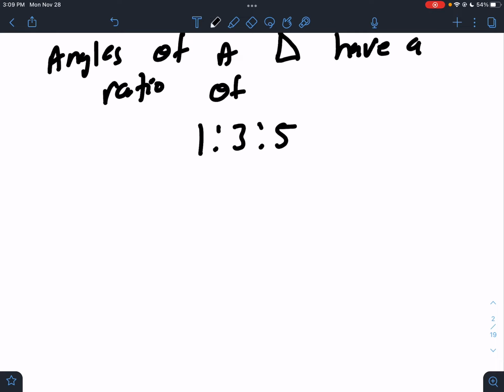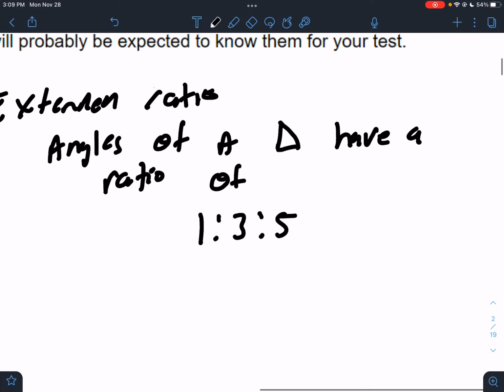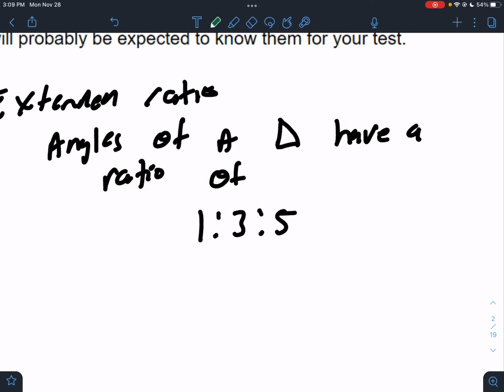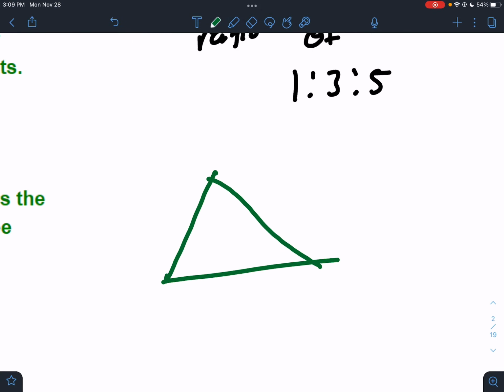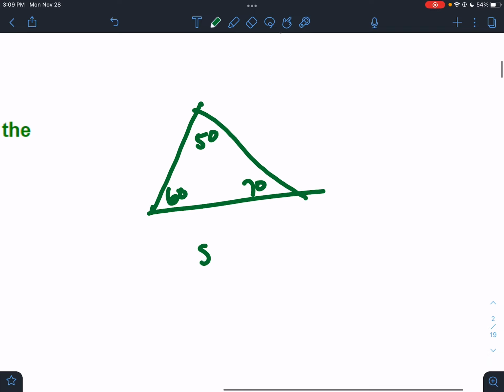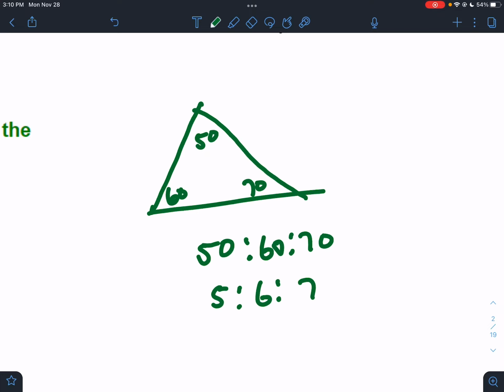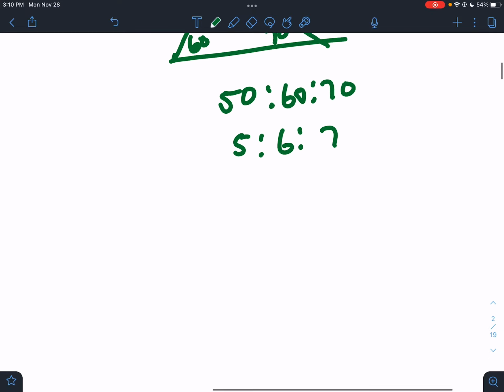So how do I figure out what were the original sizes? Basically, we need to unreduce this ratio. So let's backtrack a little bit. What would you do if I said we have the angles of a triangle and they're 50, 60, and 70 degrees, and I said, write that as a ratio? Well, you would write that as 50 to 60 to 70. But then in order for it to be fully simplified, you would have to reduce. How do you reduce 50, 60, and 70? You divide by 10. So you would reduce it to 5 to 6 to 7. Right? So how do we unreduce it?